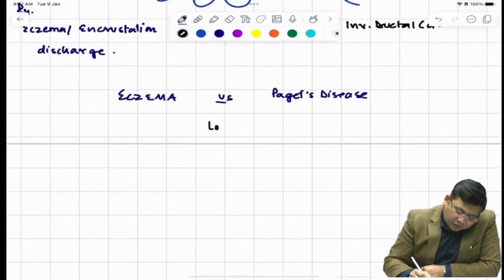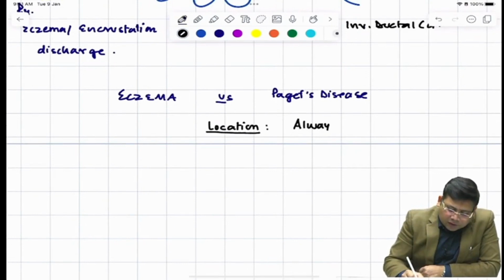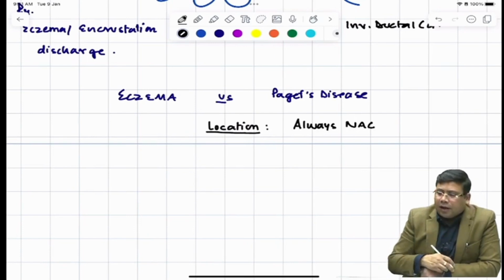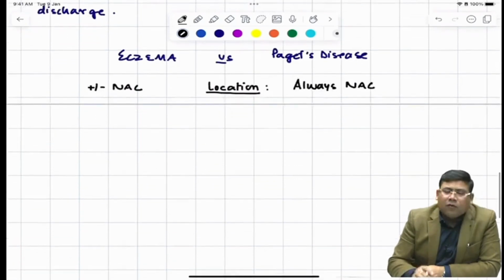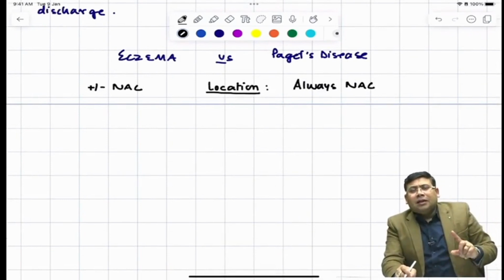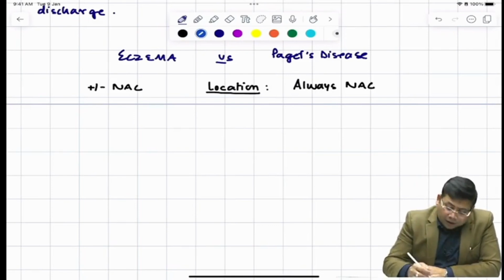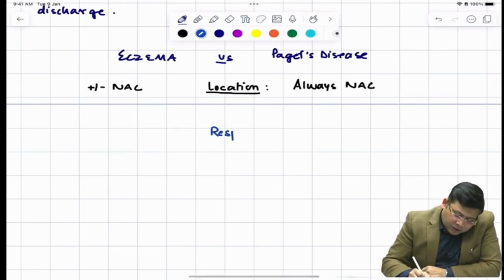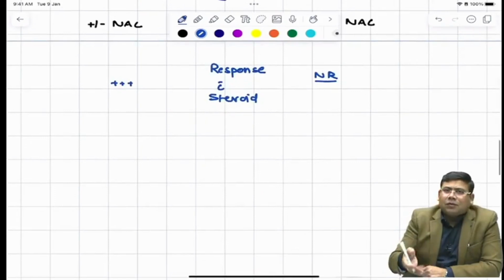The answer is, first of all, the location. The location of Paget's disease is always the nipple and the area around the nipple, whereas eczema might involve the nipple or might not. So if it is not involving the nipple, it could be anything but not a Paget's. But the problem arises with an eczema involving the nipple areolar complex also. So how to sort it out? Try to understand the response with steroids. This is very, very important. If you give steroid, eczema will respond, but there will be no response in Paget's, and that is very important.